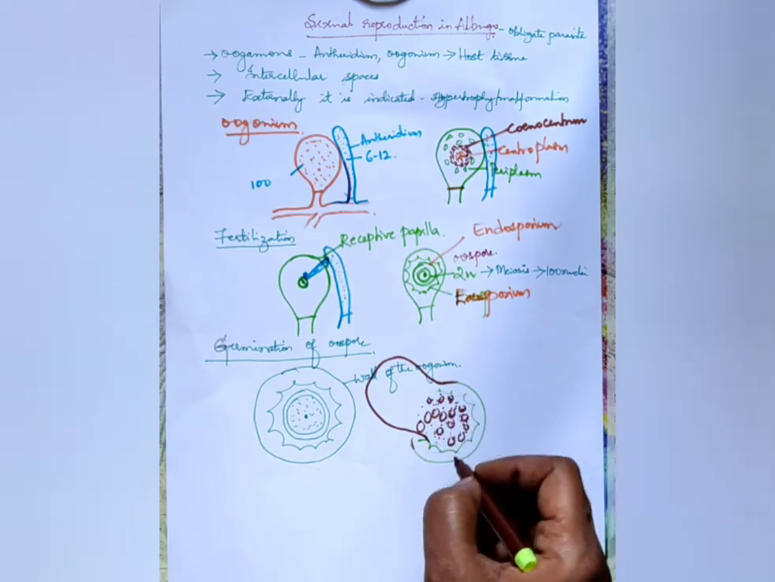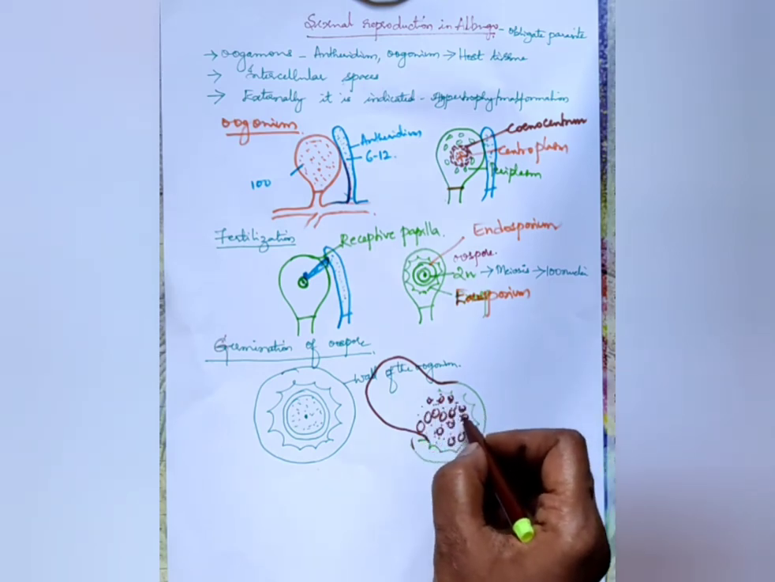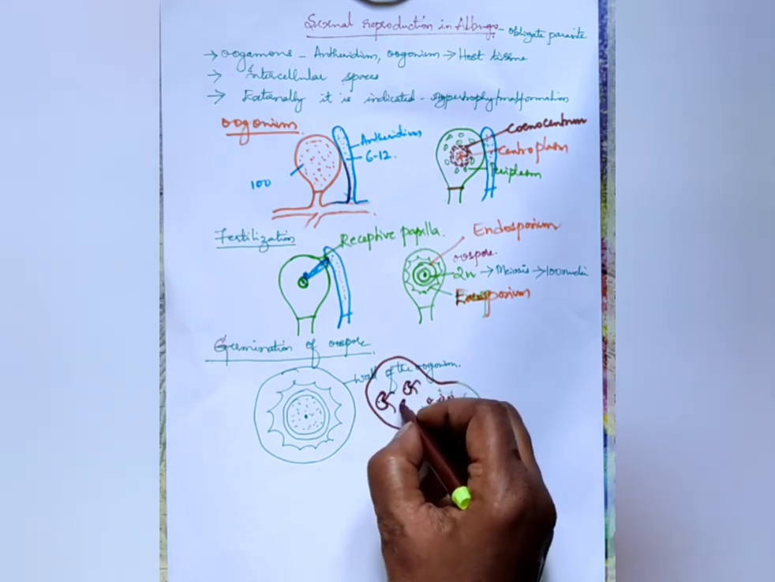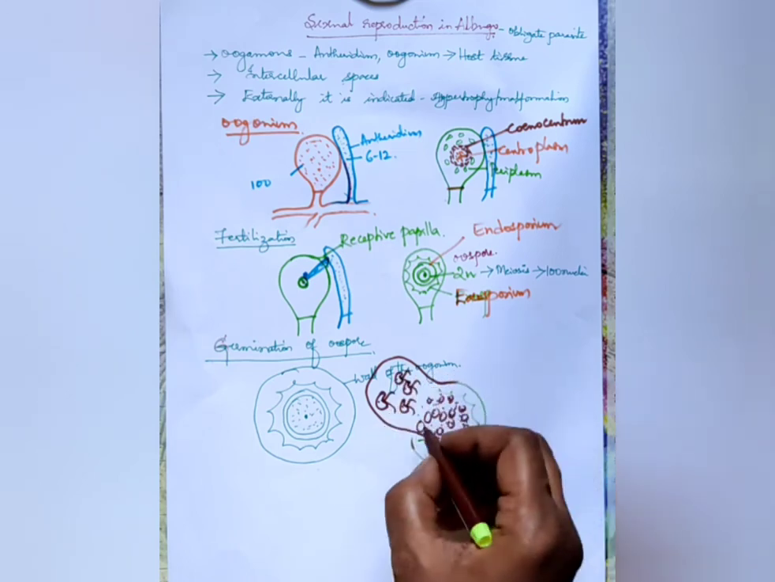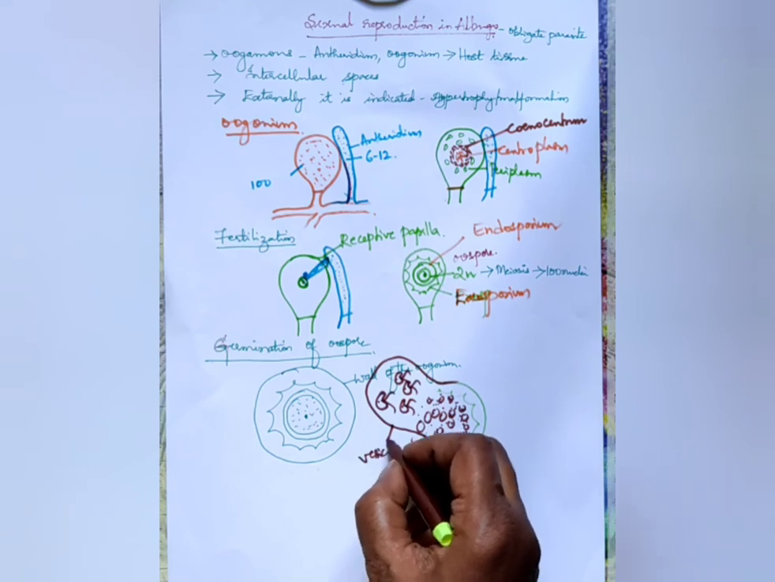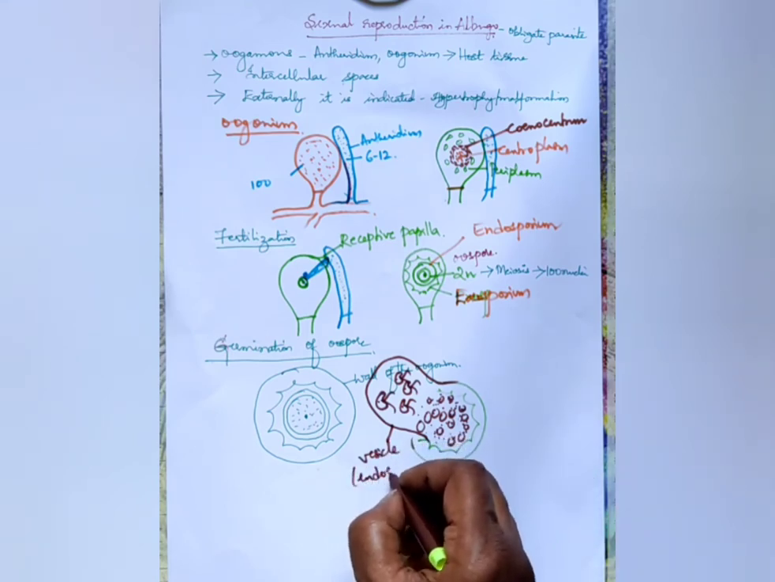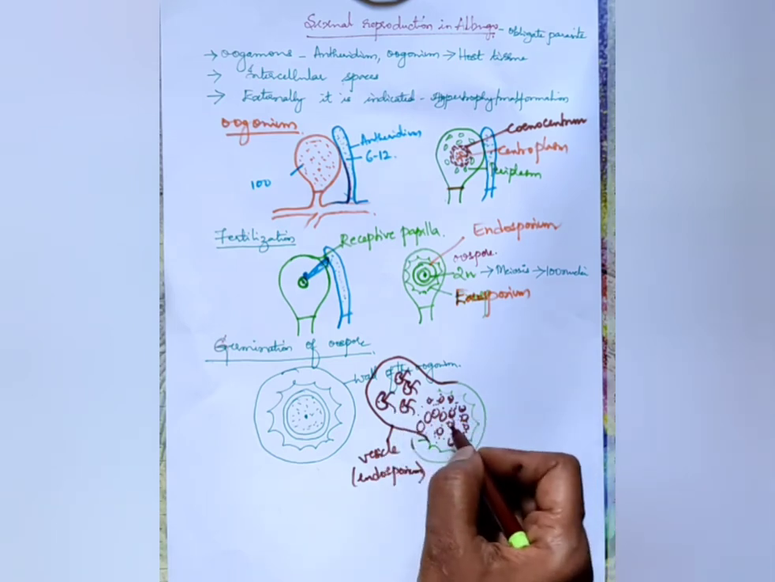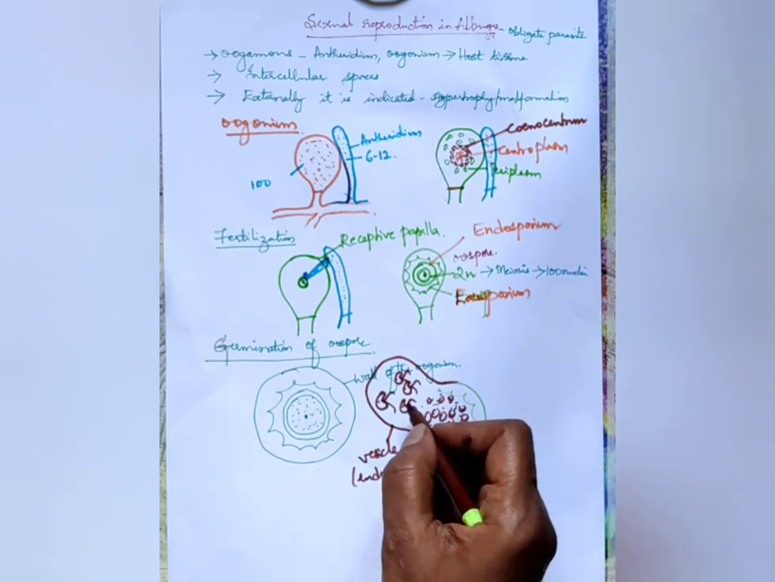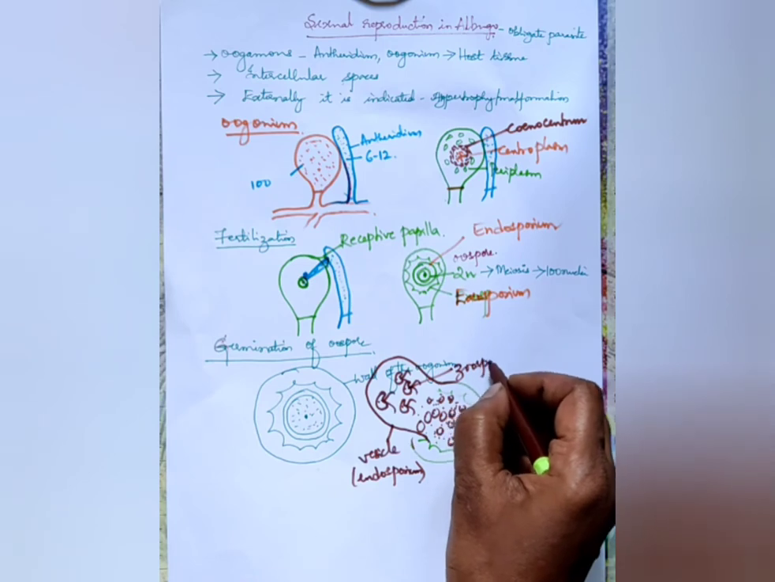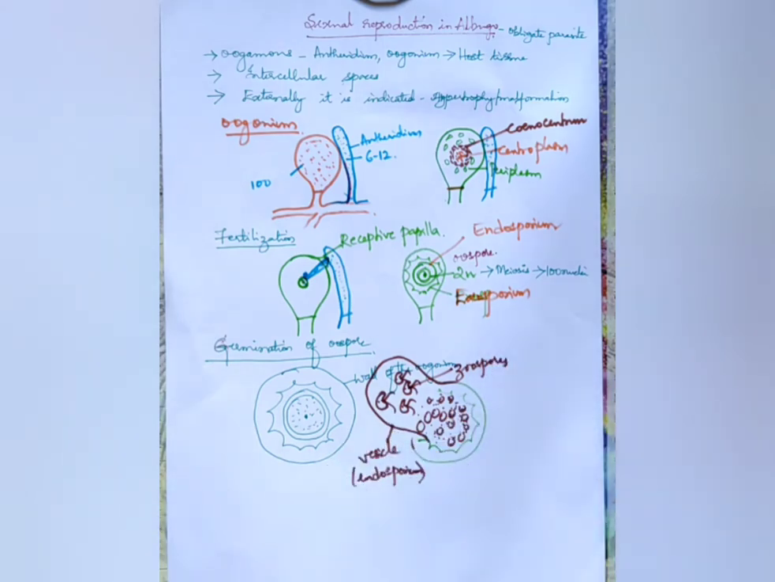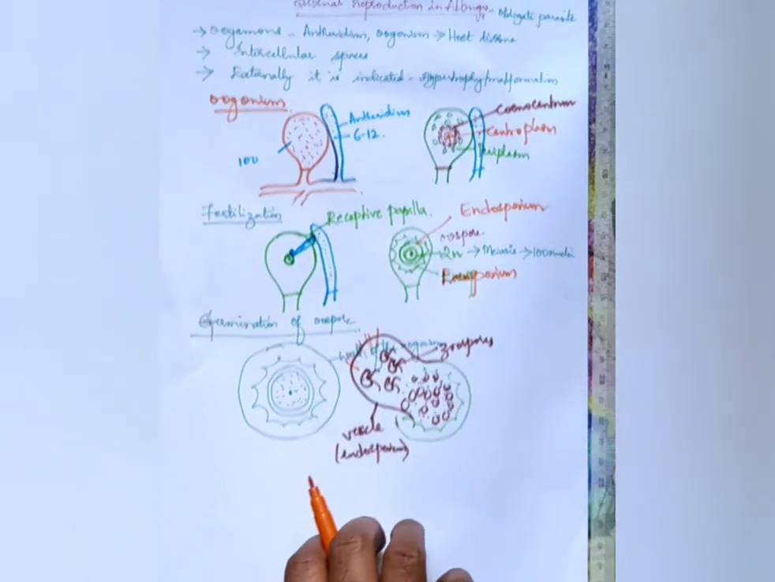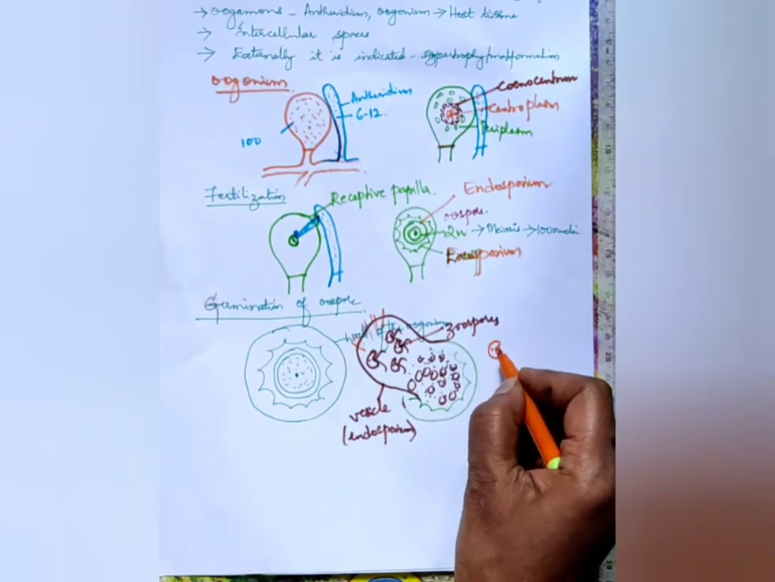So the protoplasm gets segmented into a number of pieces, and these pieces get metamorphosed into kidney shaped biflagellate zoospores, which pass into this vesicle, which is formed by the endosporium. So all the protoplasmic bits which get transformed into zoospores migrate to this vesicle. So these zoospores come out by the rupture of this wall. These zoospores swim for some time.